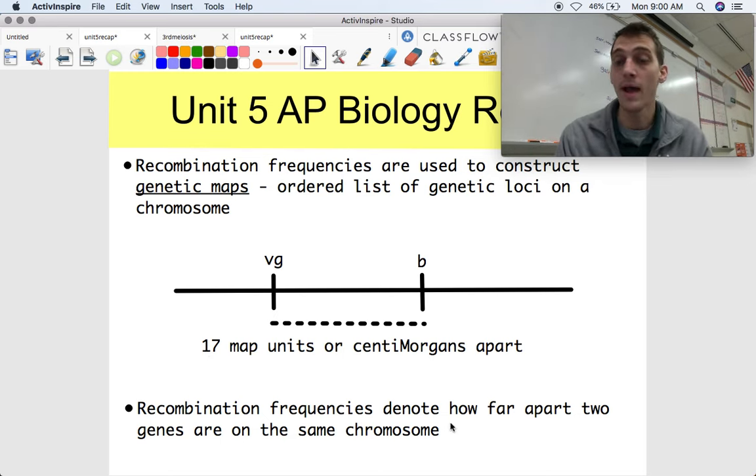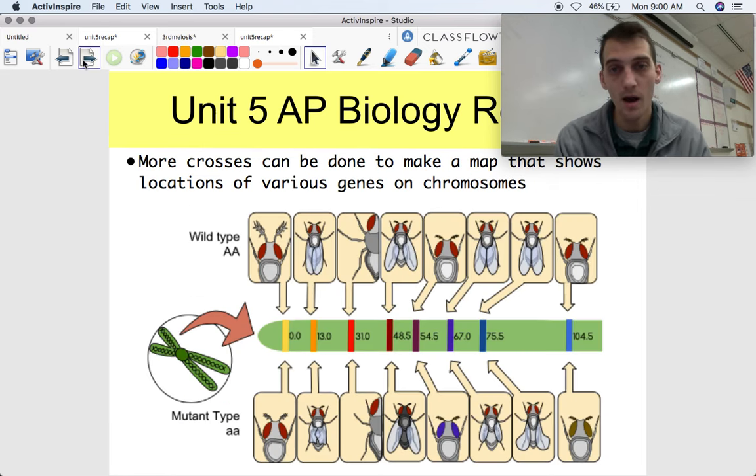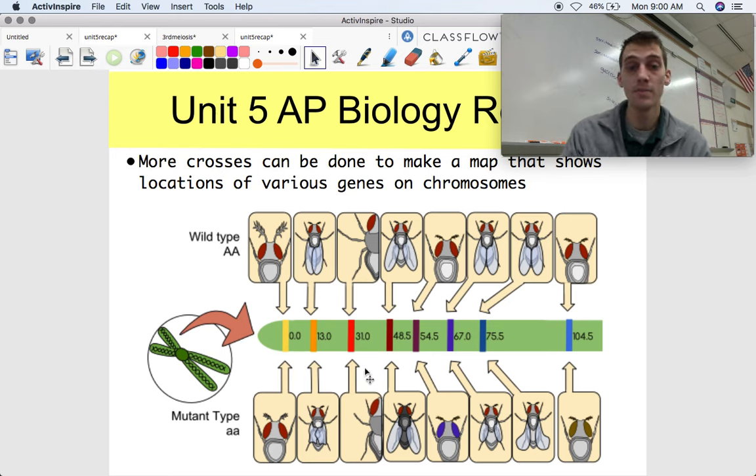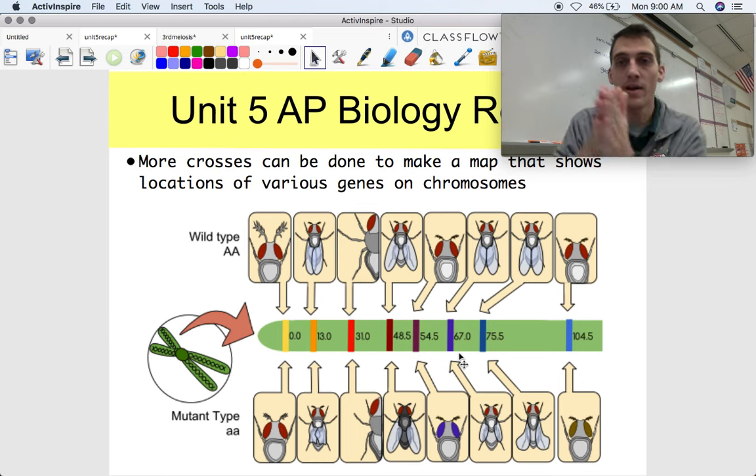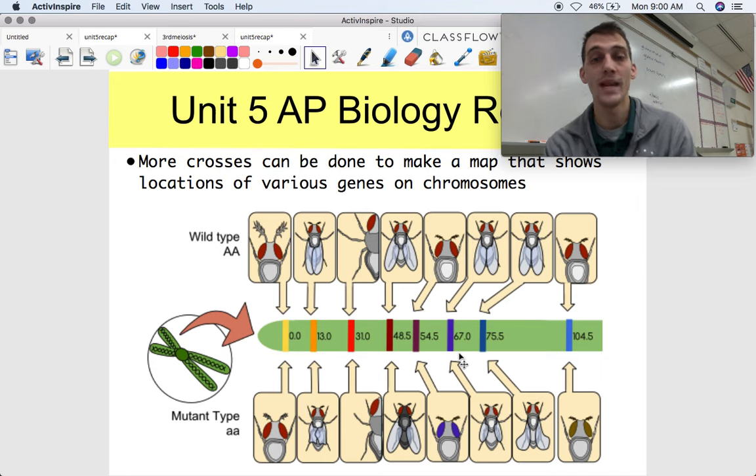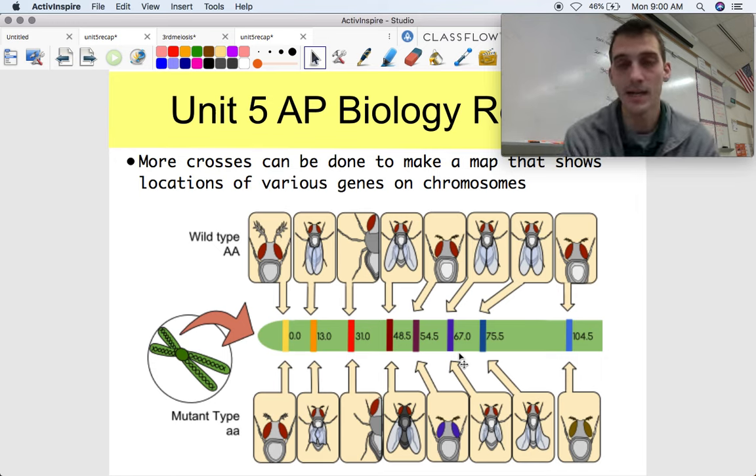Recombination frequencies denote how far apart two genes are on the same chromosome. So this is how you would draw a chromosome map. And this is a more developed image of a chromosome map for a fruit fly. These experiments were done dozens and dozens of times to figure out where each of these genes are located on chromosomes in flies, and that's kind of exciting. Doing a whole bunch of crosses allowed us to do this. This has been done for all sorts of different species. We know where the genes are in human chromosomes as well. So more crosses can be done to make a map that shows locations of various genes on chromosomes.